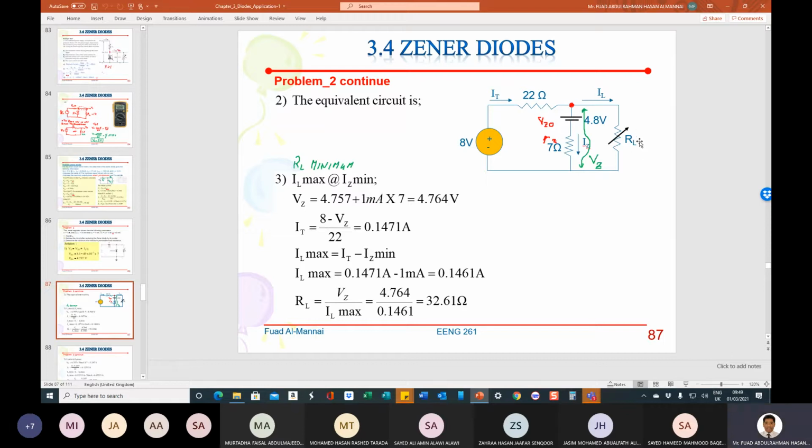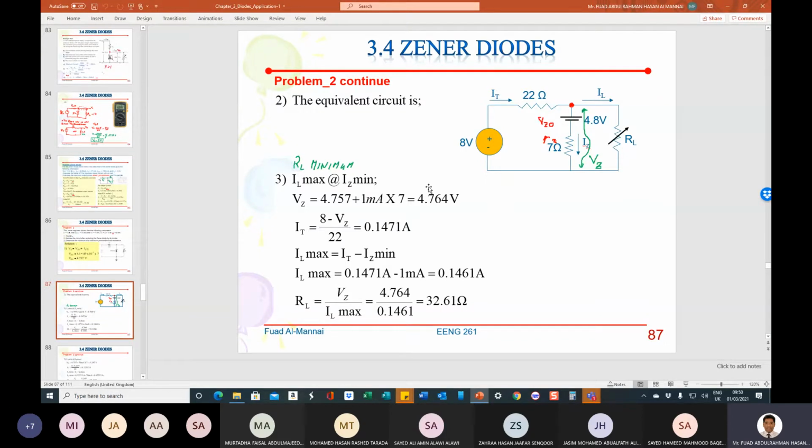When RL is max, IL will be min. Okay. When IL is min, IZ will be max. Everybody get that? Okay. Now let's calculate RL at minimum.